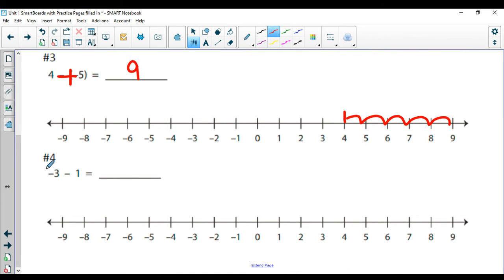In number 4, first number stays the same. Subtraction changes to addition, and that 1 is now going to be a negative 1. So we're going to start at negative 3, and we're going to move 1 to the left because of the negative 1. Our answer is negative 4.